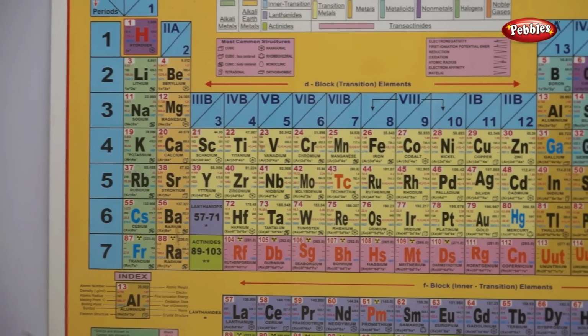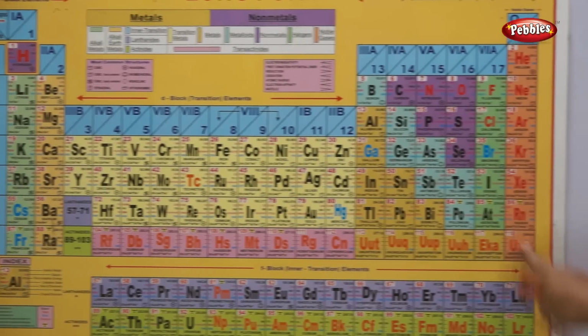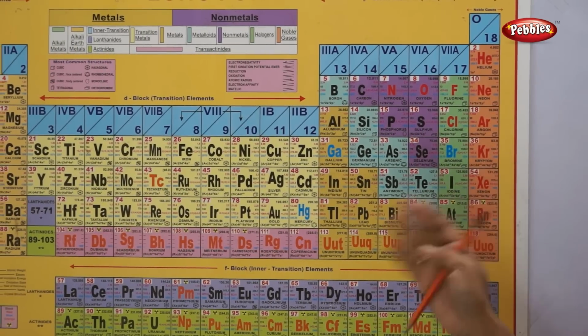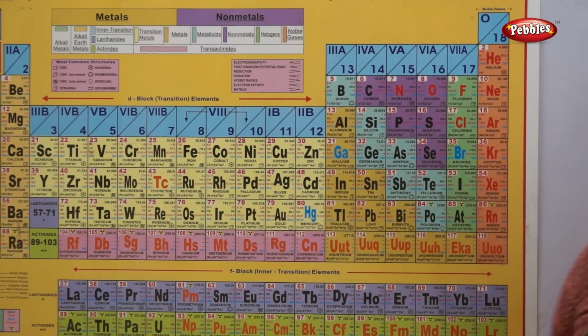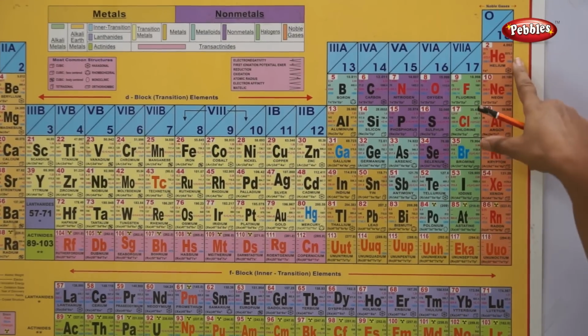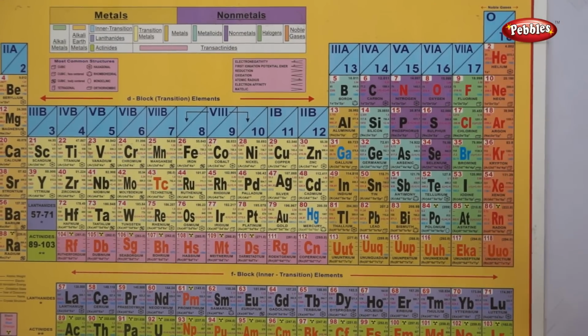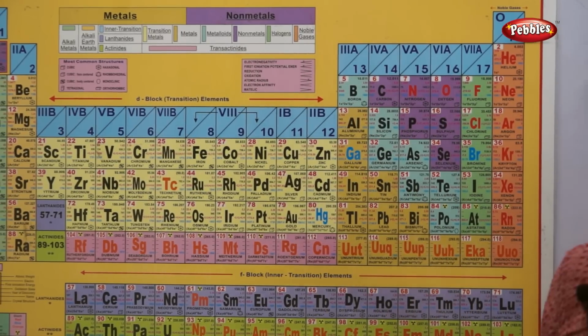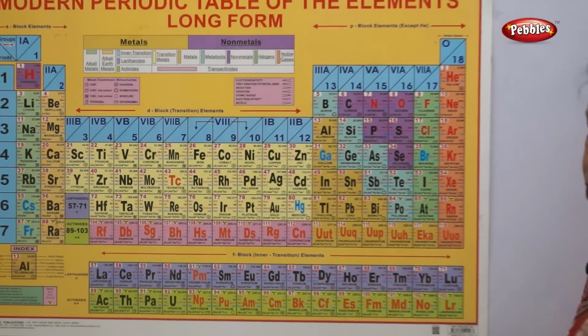In group 18, the last group, the valence electrons also remain the same. And why? Because they have their octet complete. The last orbit contains 8 electrons, so they are unreactive, and they do not need any further electrons.